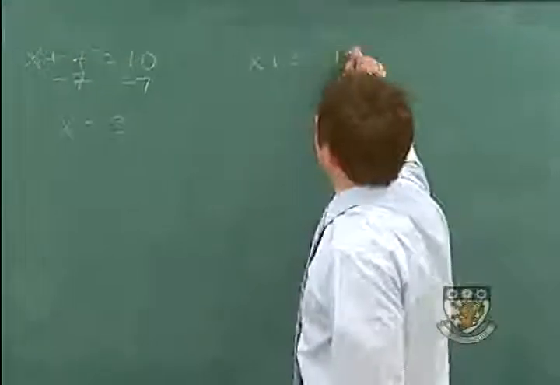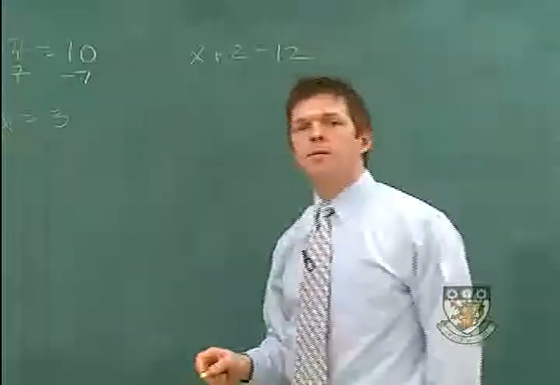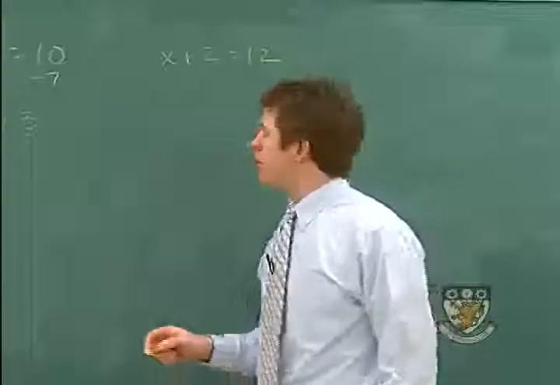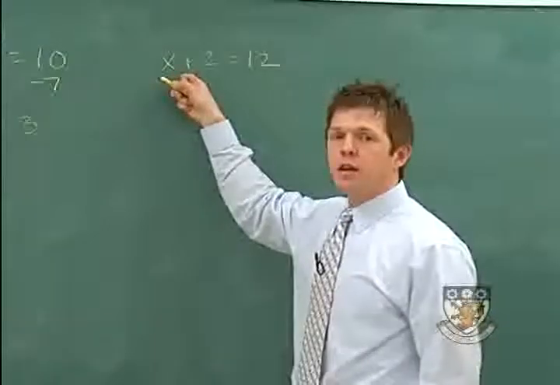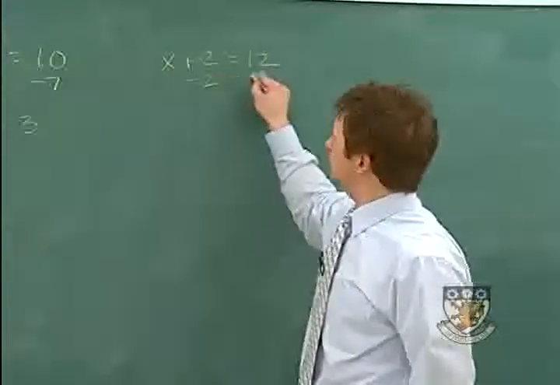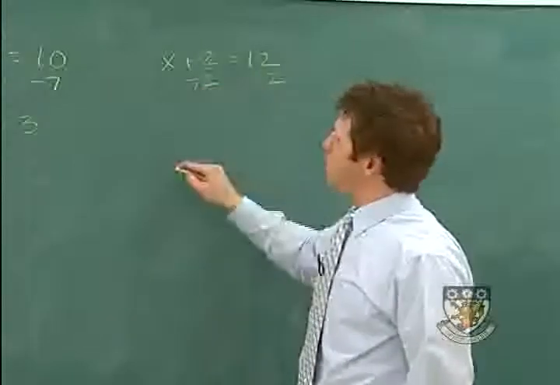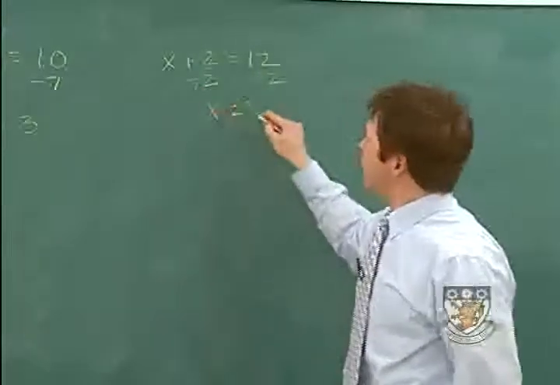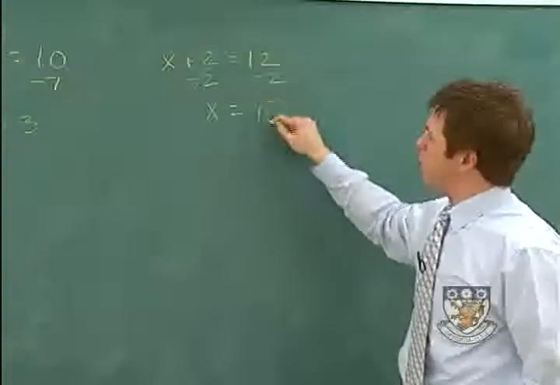Now we have x plus 2 is equal to 12. What number plus 2 is equal to 12? Opposite operations here. It's adding 2, so I'm going to subtract 2 from both sides. These zero out. X equals 12 minus 2, or 10.